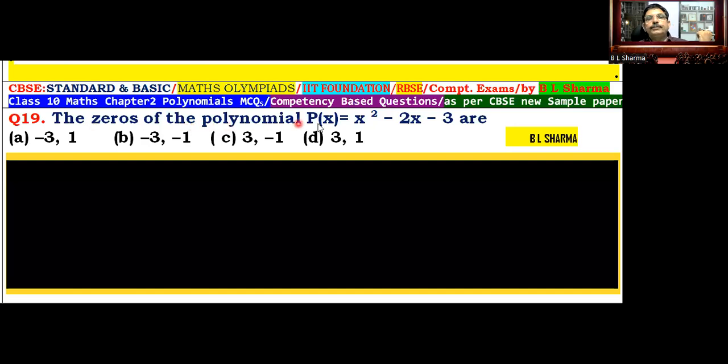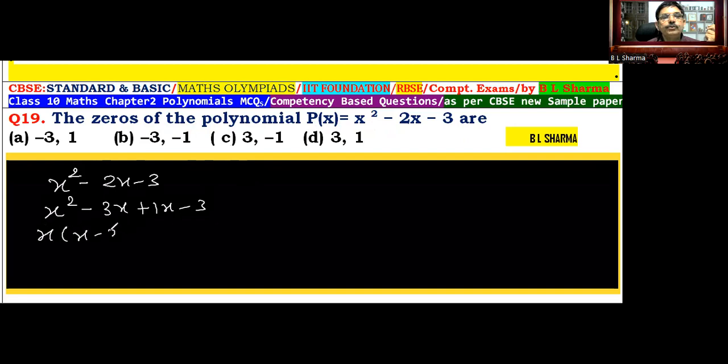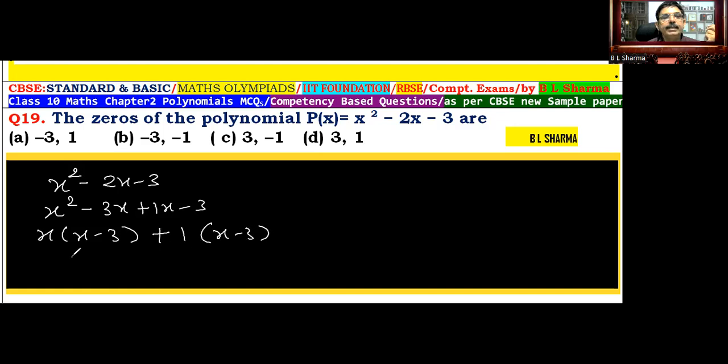The zeros of the quadratic polynomial x square minus 2x minus 3 are. For that, we have to factorize the given quadratic polynomial by splitting the middle term, x square minus 2x minus 3. So you can write x square minus 3x plus 1x minus 3. Taking x common in the first two terms, x minus 3. Taking 1 common, that is x minus 3. Again, taking x minus 3 common, so that is x plus 1.